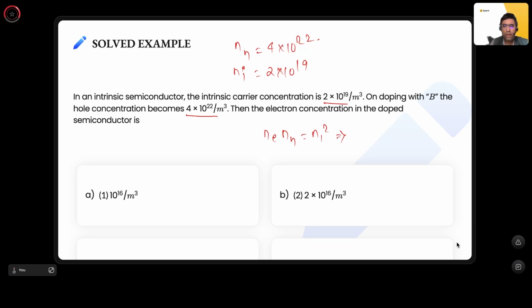We just put the values, we have to find the Ne, the electron concentration. So Ne will be equal to Ni squared, 4 into 10 to the power 38, upon 4 into 10 to the power 22. So Ne will become 1 into 10 to the power 16. So this will be my answer.